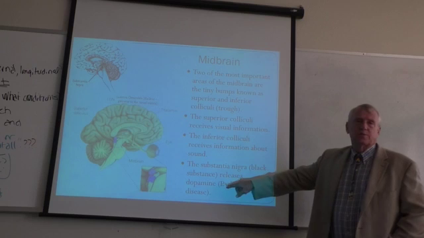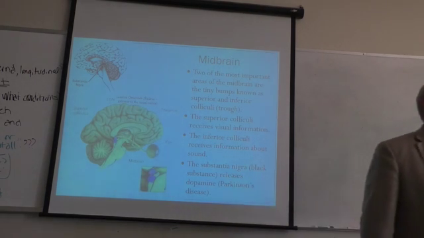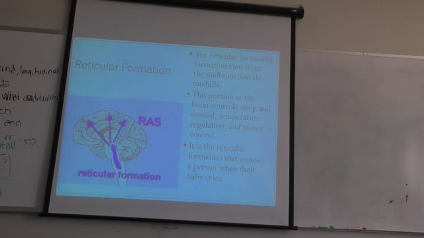Decrease of dopamine will cause Parkinson's disease. An increase of dopamine will cause schizophrenia. So this is not something you want to mess with. You really don't want to mess with this part of your brain. Otherwise you'll have problems. We need to stop right here.